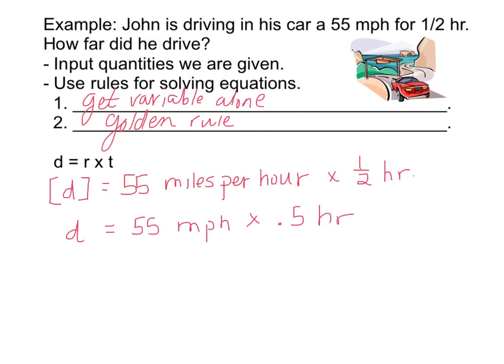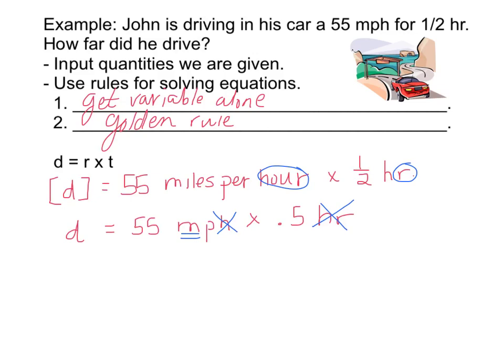Now remember, we said if we have two quantities, or units, that are the same, they are going to cancel. Well, I have hours here and I have hours here, so that means those hours will cancel. That's going to leave me with just miles.